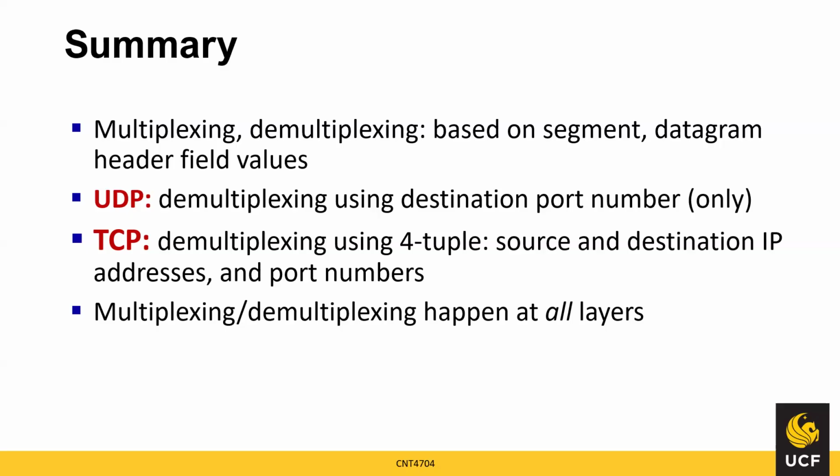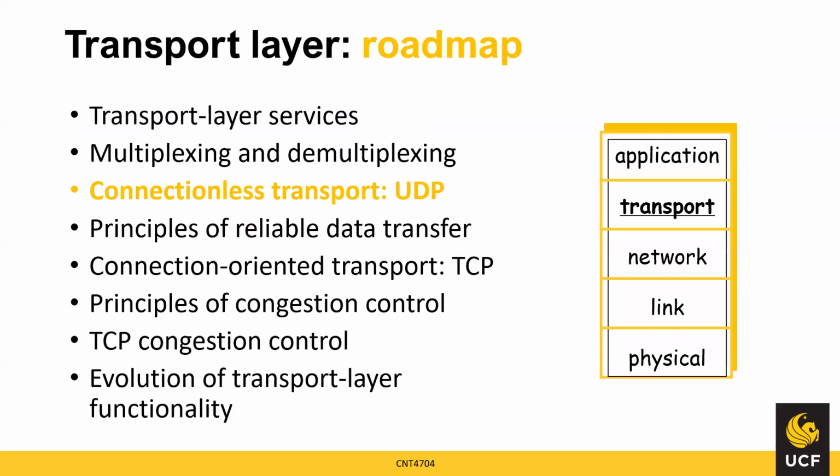Multiplexing would combine the outgoing data, and demultiplexing would deliver the incoming data to the right sockets. These all occur at the transport layer, but obviously the other layers are involved. We will see these ideas repeated over and over as we go more in depth. So now we're going to talk more about UDP.